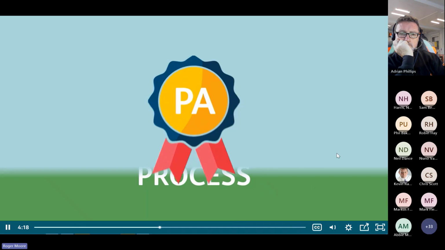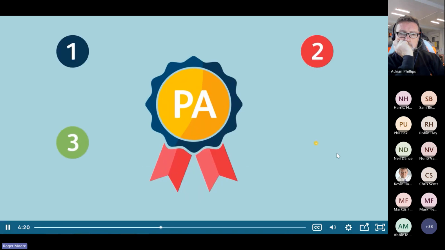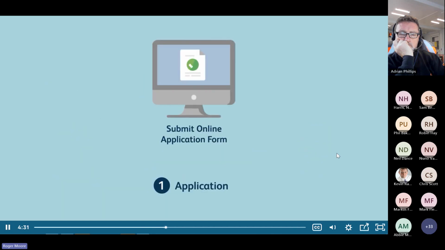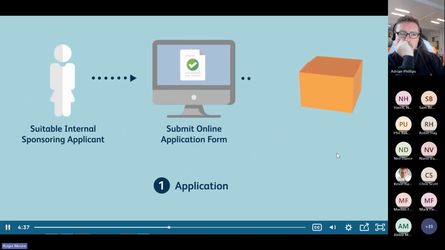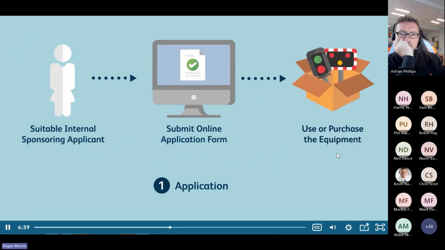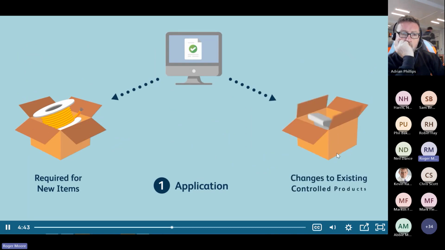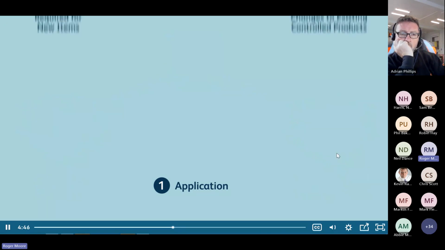Process. The process has 4 stages: application, assessment, operational trial if required, and full acceptance. An application is submitted via our online form from or on behalf of a suitable internal sponsoring applicant who wishes to use or purchase the equipment. Applications are required for new items and changes to existing controlled products.